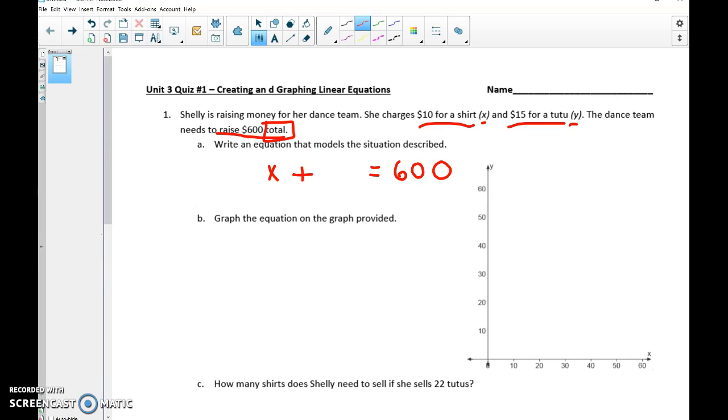I know I've got X and I've got Y. Well, for every shirt she sells, she gets $10. So 10 times X would tell me how much money she's getting for a shirt. If she sells a tutu, she gets $15 per tutu, which means I have to multiply them. So 10 times X plus 15 times Y needs to equal up to 600. That's our equation.